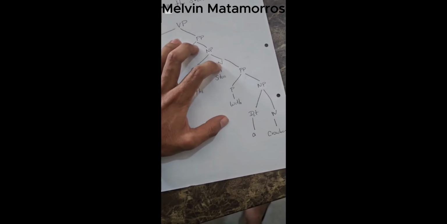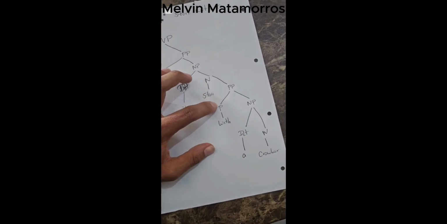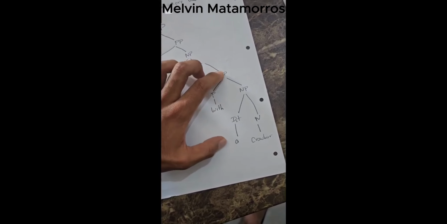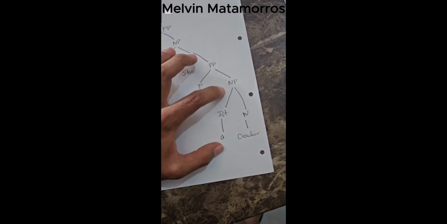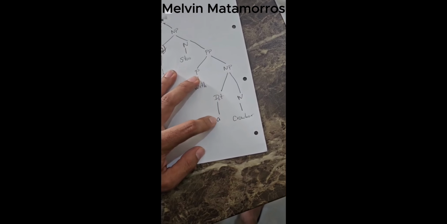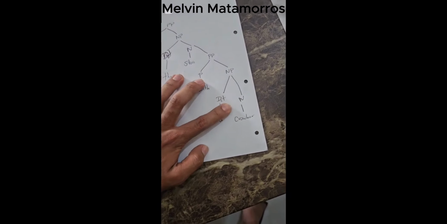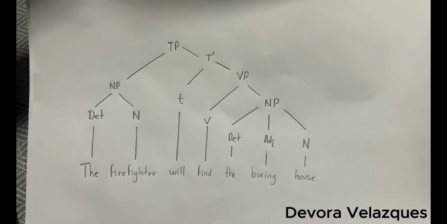Following that we have a preposition phrase. The preposition is with, and the preposition phrase has a noun phrase. In this case, the noun phrase has a determiner and noun. The determiner is a, and the noun is crowbar in this case. Sentence 7.